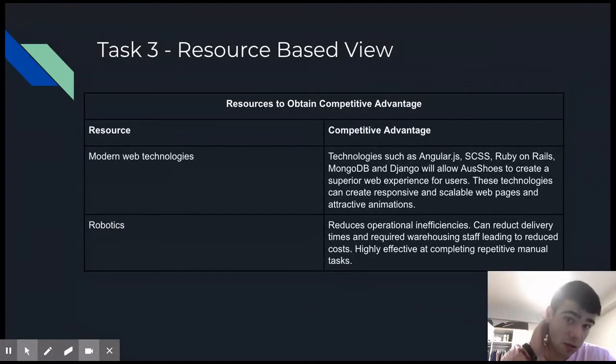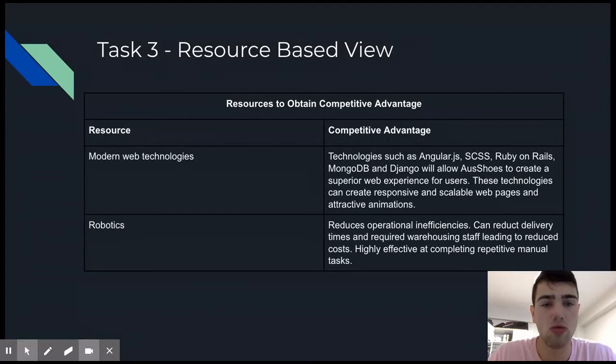Resource-based view. Resources to obtain a competitive advantage. The first resource is modern web technologies. Technologies such as Angular, SCSS, Ruby on Rails, MongoDB, and Django allow Oz Shoes to create a superior web experience for users. These technologies can create responsive and scalable web pages and attractive animations. This will provide Oz Shoes with an initial competitive advantage, as their web experience will far exceed competitors. However, it is likely competitors will eventually catch up and implement these new technologies.